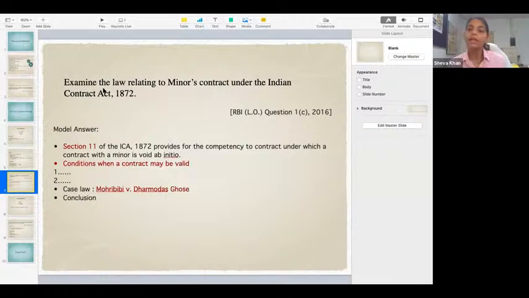आपको उसके exceptions भी पता हैं. सो बिकॉज क्वेश्चन में वो पूछ रहा है कि examine the entire law relating to contract with minor, तो आपको entirety में ही उसको डिस्कस करना पड़ेगा. देन यू डिस्कस वन टू पॉइंट्स एंड एवरीथिंग, एंड देन अगर आपको कुछ और लगता है, एंड देन हियर कम्स द केस लॉ.